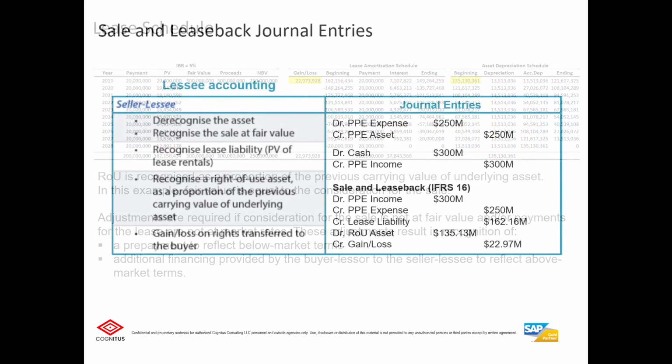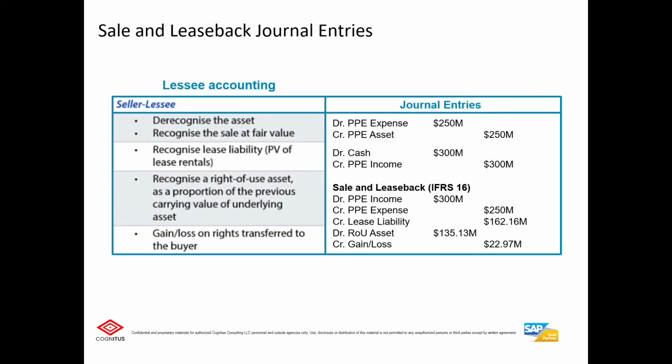So now let's move on to the sale and leaseback journal entries and the treatment of the seller-lessee. Under the standard terms, since there has been a sale in our example, the asset needs to go. So we are going to derecognize the asset, where we debit PPE spent 250 million and credit PPE asset 200 million. And recognize the sale at fair value, where we debit cash 300 million and credit PPE income 300 million.